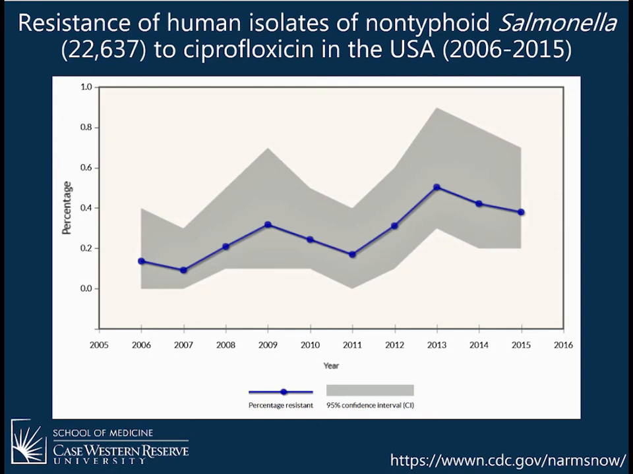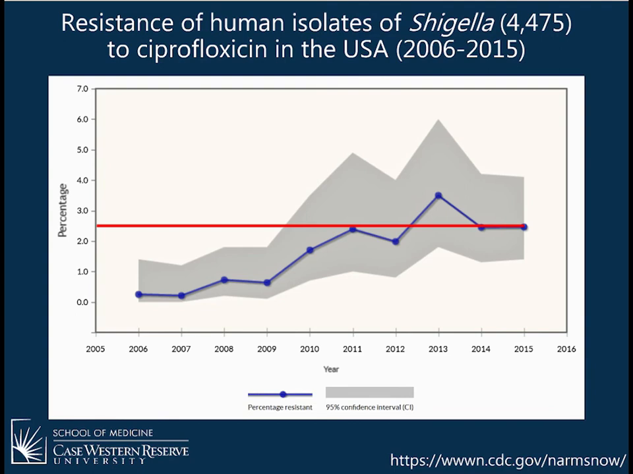Now, how often is resistance a problem? This is just a couple of examples. For Salmonella in the United States, less than 0.5% of isolates are resistant to ciprofloxacin. So Salmonella gastroenteritis typically is not treated with antibiotics, but if the patient's immunocompromised and the provider feels it is necessary to treat the patient, there's very little resistance, for example, to ciprofloxacin. Shigella, along the same lines, has about a 2.5% resistance rate to ciprofloxacin. And these data are all available through the CDC. You can see them in their NARMS database.